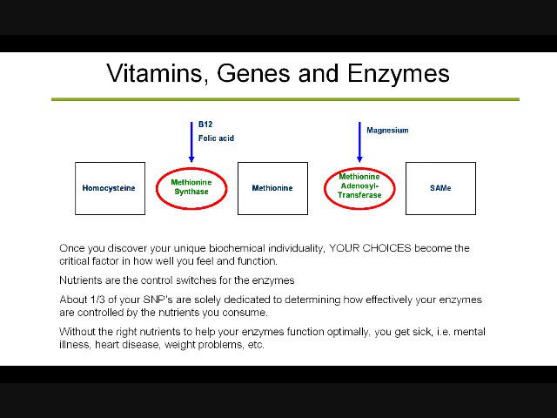Here is, and remember I said down here, about a third of your variations in the gene are solely dedicated to determining how effectively your enzymes are controlled by the nutrients you consume. What this means is, you remember a long time ago, I think it was our very first talk, we talked about nutrigenomics. We talked about how food influences your genes.